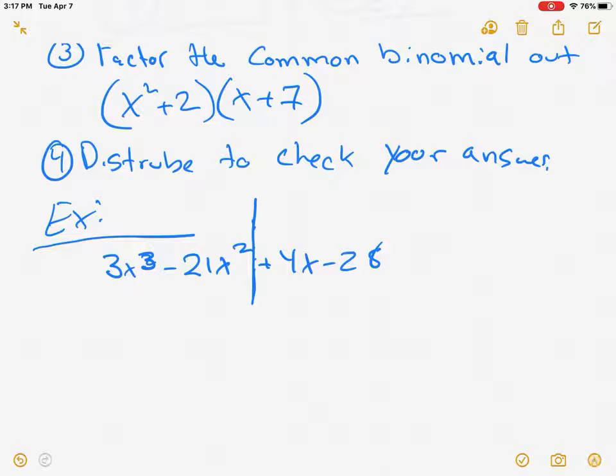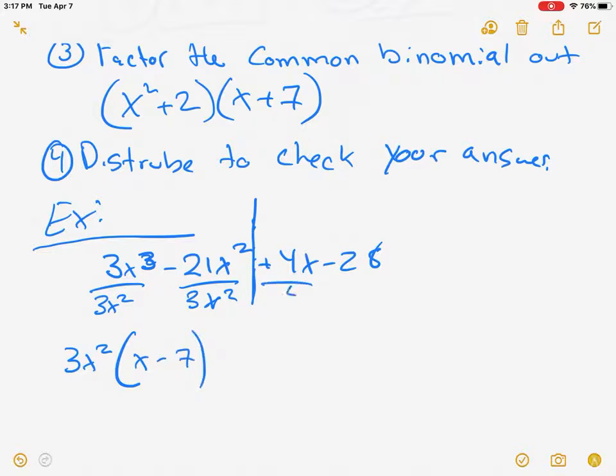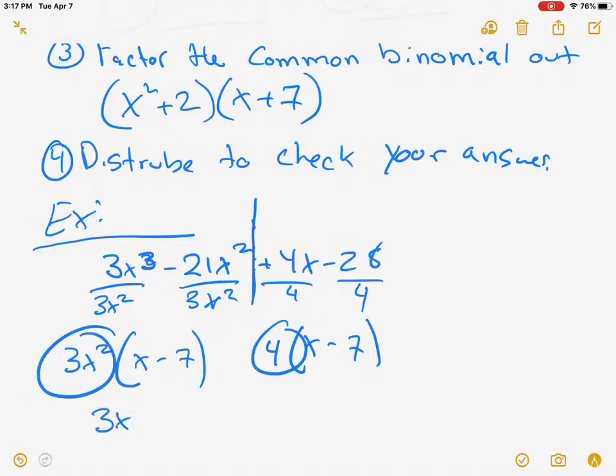Right? Now what can we pull out of these two? We can pull out a 3x squared. Right? So we put the 3x squared out here. That leaves us with x minus 7. What can we pull out of both these? We can pull a 4 out. Right? So we got the 4 here, x minus 7. Right? We're now going to combine this and this to give us 3x squared plus 4 times x minus 7. And there it is, right?